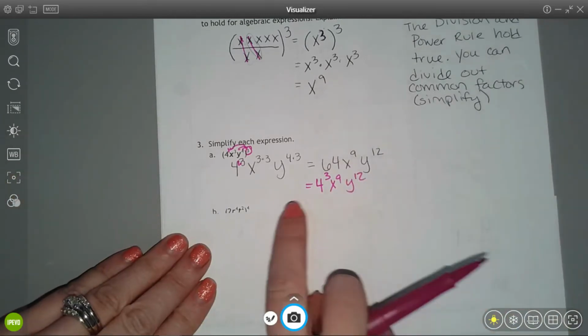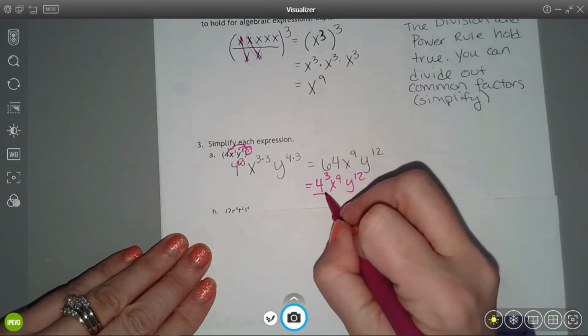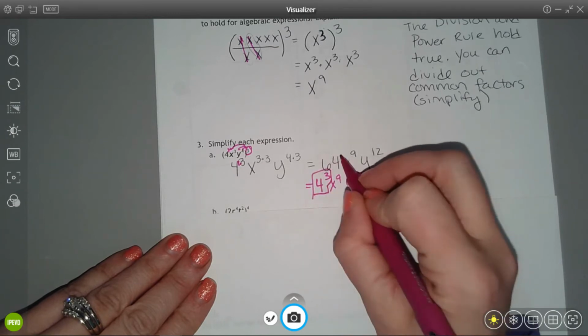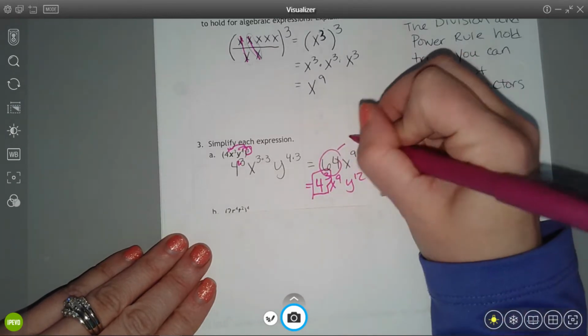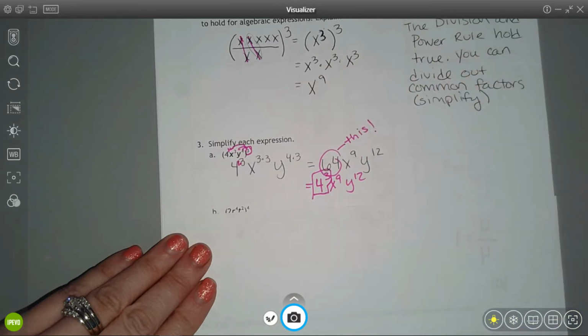Okay, we are past the point, guys, of writing it like 4 to the third like this. Now it's time to actually go ahead and use this type of answer.